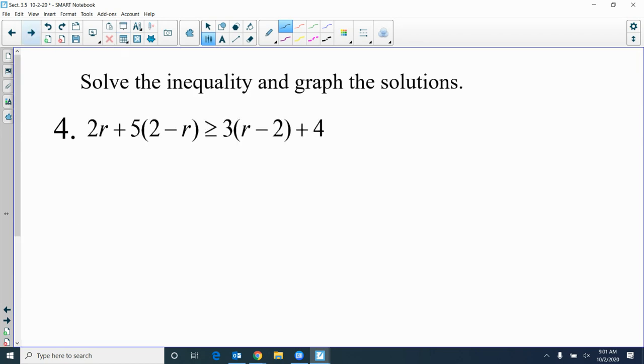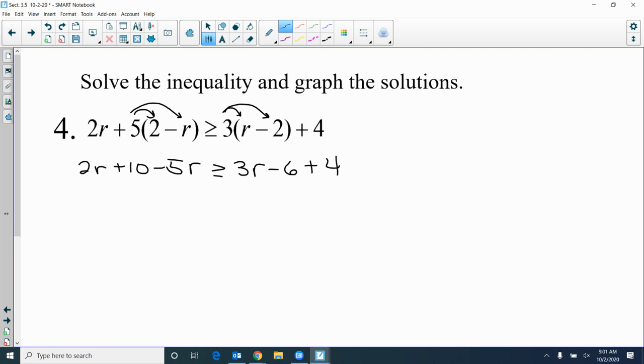So this is the problem on your paper, right? All right. Get rid of parentheses first. So both sides have parentheses. This 2R is not affected. 5 times 2 is 10. 5 times negative R is minus 5R, greater than or equal to 3R. 3 times negative 2 is minus 6 plus 4. All right, Sam, you good right there?